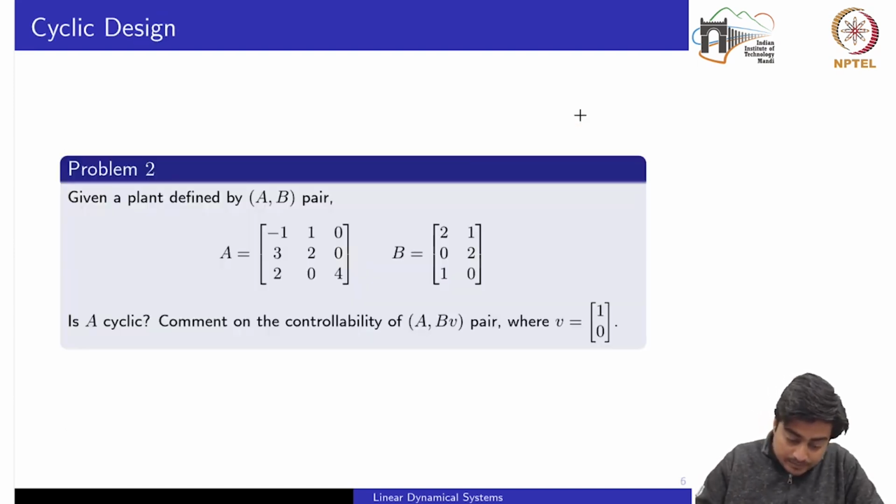Now problem 2. Again we are taking a pair A comma B. The first part remains the same, where we want to check the cyclicity of the matrix A, and here we are now introducing a vector v equal to 1 comma 0, and we want to comment on the controllability of the pair A comma B times v. So we are discussing these two problems so that finally we can design the multi-input controller.